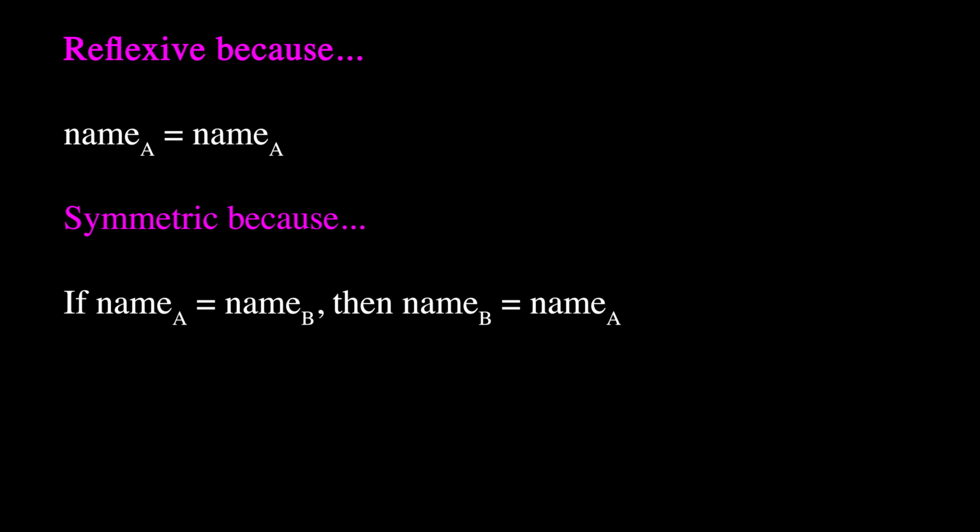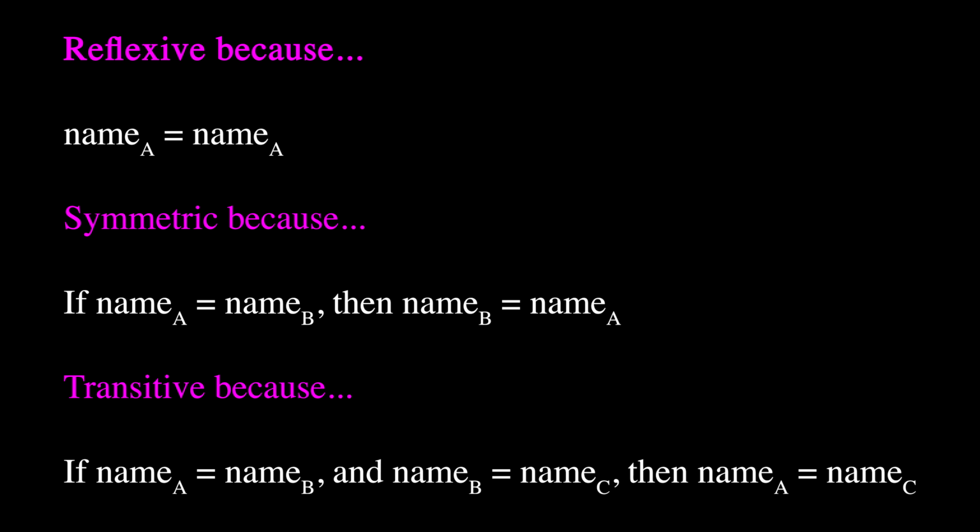This relation is reflexive because everyone has the same name as themselves. It is symmetric because if person A has the same name as person B, then person B has the same name as person A. And it is transitive because if person A has the same name as person B and person B has the same name as person C, then person A has the same name as person C. Therefore, this relation is an equivalence relation.